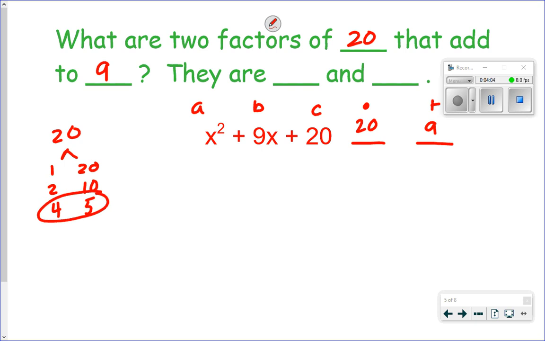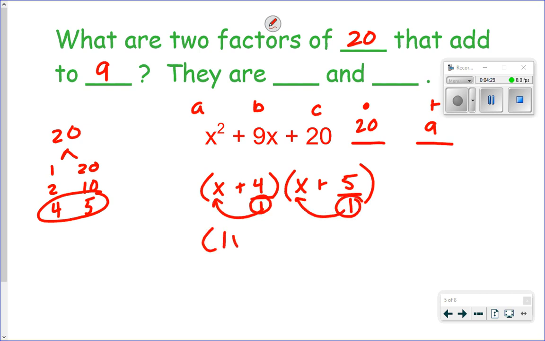Okay, write out your answer as two binomials. So I'm going to write in my parentheses here, fill in my variable, and then I use the signs of the factors: positive 4 and positive 5. Step 8 says divide the numbers inside by a. So dividing by 1, which I know this week isn't going to change anything, but this step is going to be super important next week. And then move that number out in front. So it's going to be 1x plus 4, 1x plus 5.